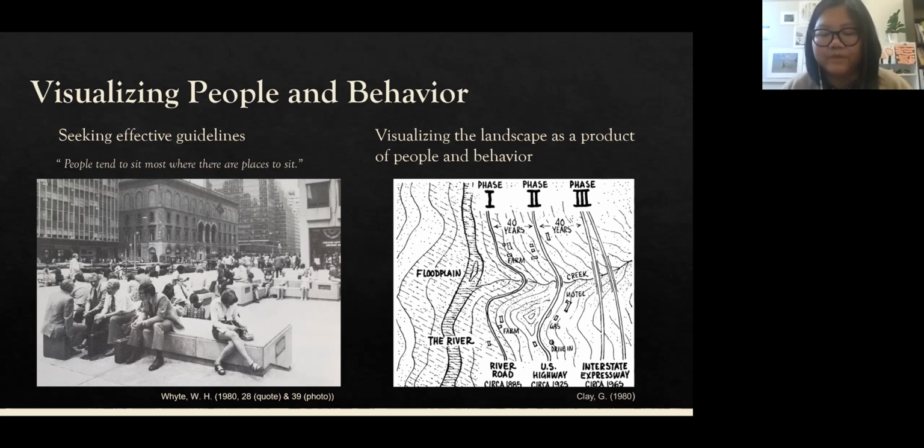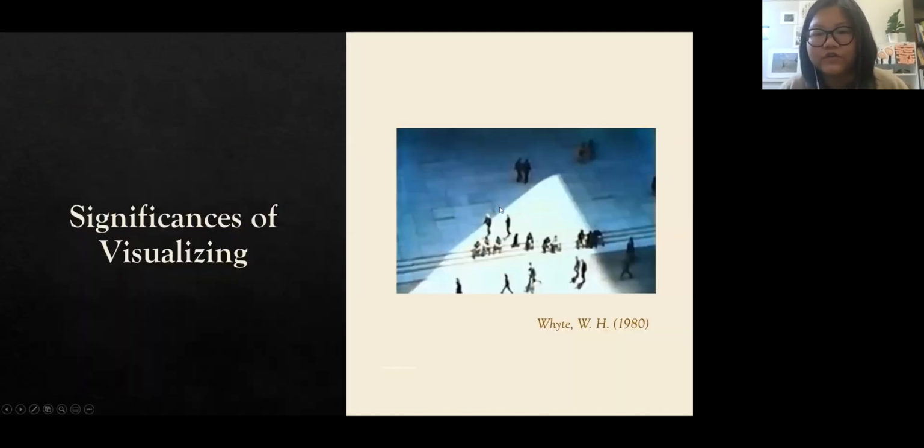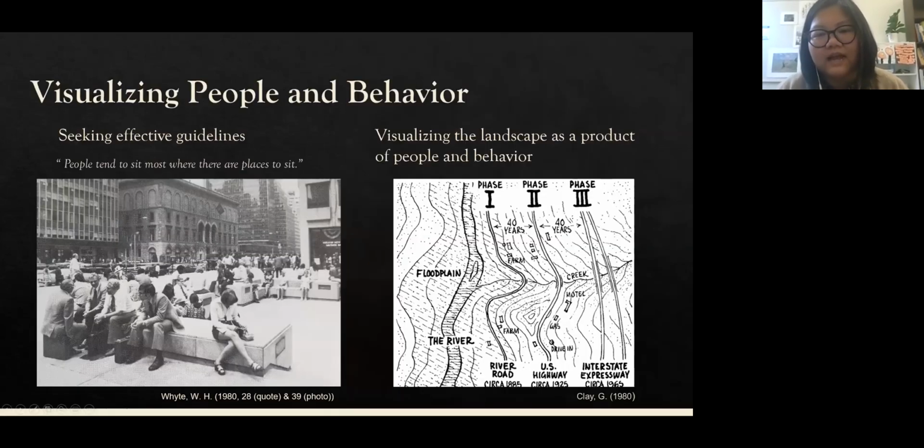Let me show you the previous image. As you can see, people are sitting on the stairs, but where the sun moves, the people move with the sun. So this is one example. By learning where people are using the space and how they are using it, it helps you become a better designer. So this is one very important reason for visualizing people and behavior.